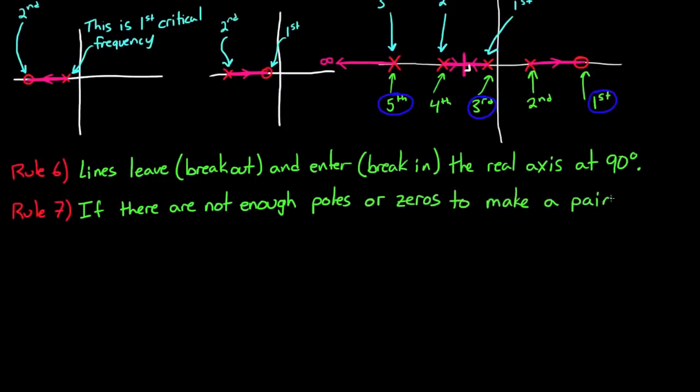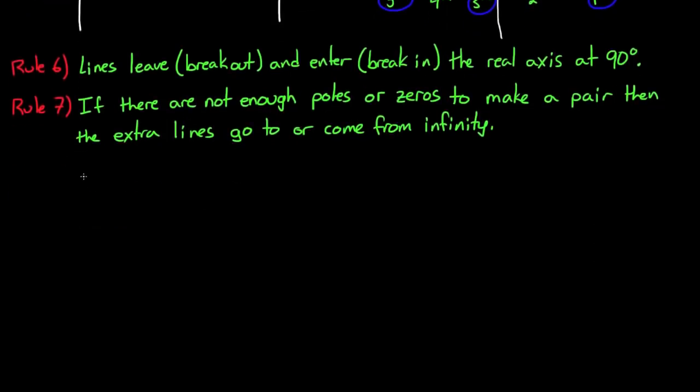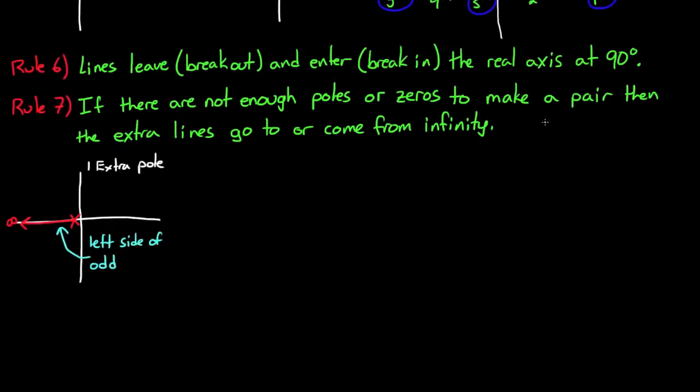So rule 7 states what happens if there aren't enough poles or zeros to make a pair. Then it states that the unmatched poles go off to infinity to find a zero, and for the unmatched zeros, the lines come in from infinity. So for example, if you have a system with just one pole and no zeros, then you have one extra pole, and the line goes to the left of that pole if it's on the real line here, off to infinity to search for its open loop zero.